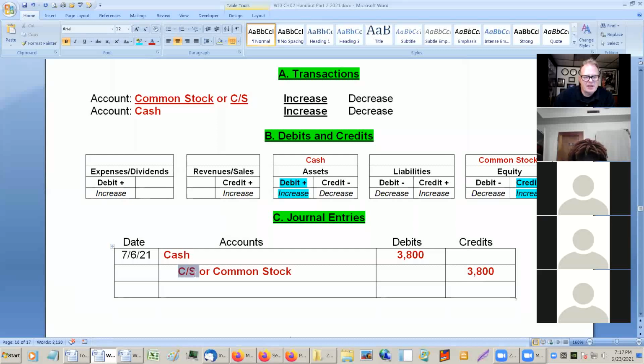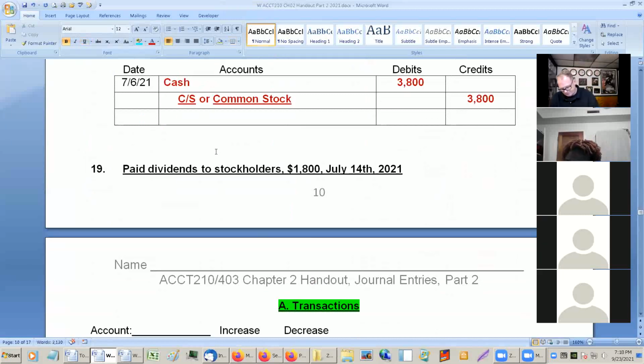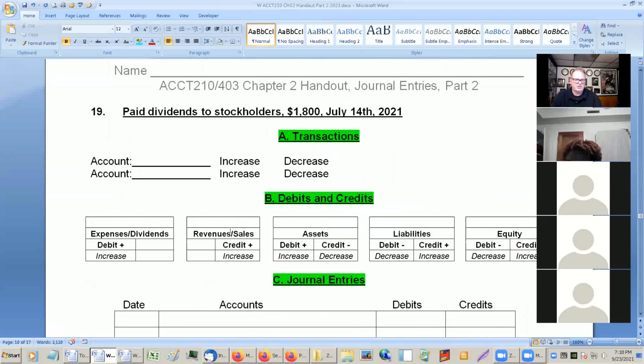And you can abbreviate common stock, just CS is fine. It doesn't happen that often. You usually sell stock. Paid dividends. Dividends are also always debits, because it's always payments going out to the owners. One dividend sent out or two dividends sent out, they're always going up. And so they're always going to be debits. And that way they're kind of similar to expenses.